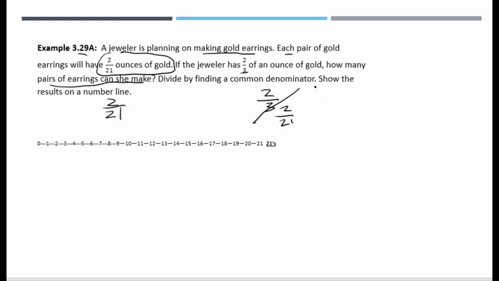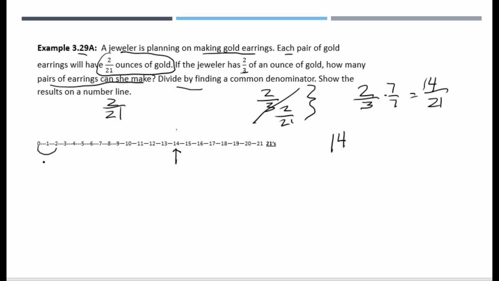And how do you do that? We'll get to that. Let's do it by finding a common denominator. Well, thirds can go into 21. So I could take 2/3 and change it into 21sts. By multiplying by 7 over 7, I get 14/21s. So really I'm going to take 14/21s. That's how many I have. And I'm going to divide those into 2/21s.